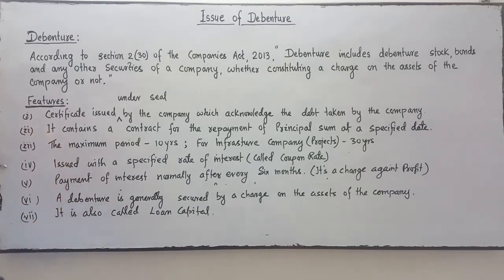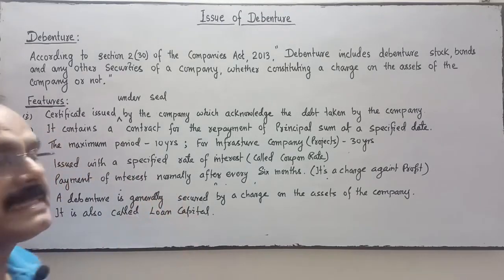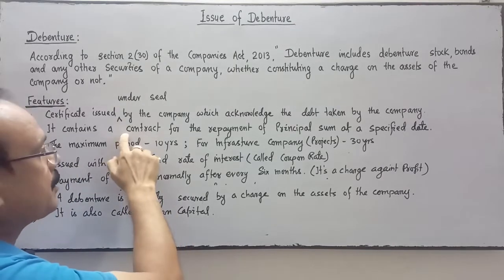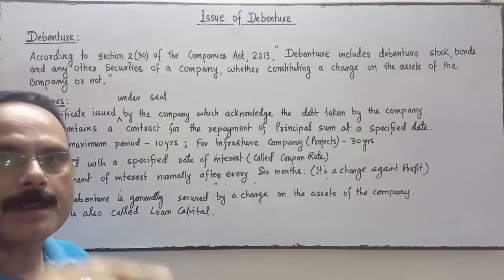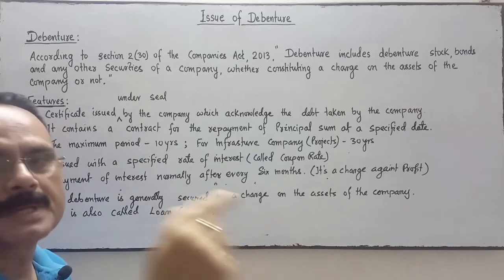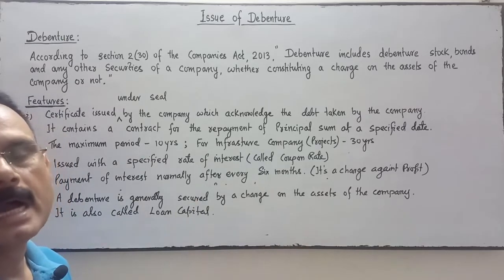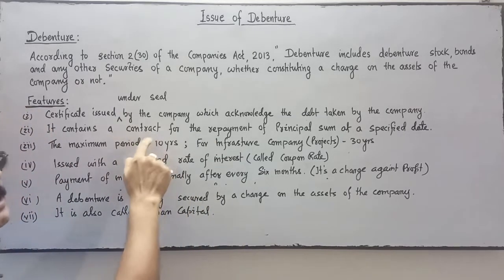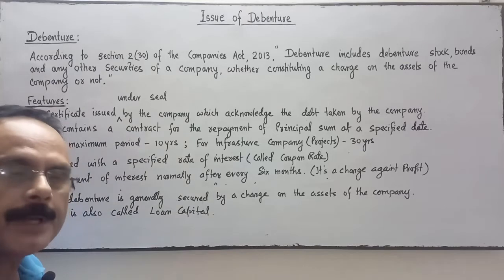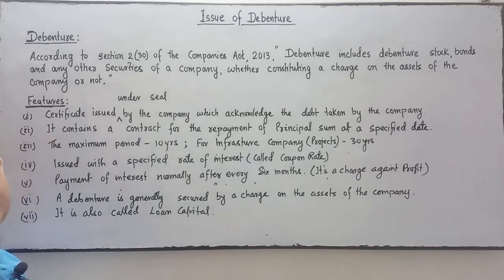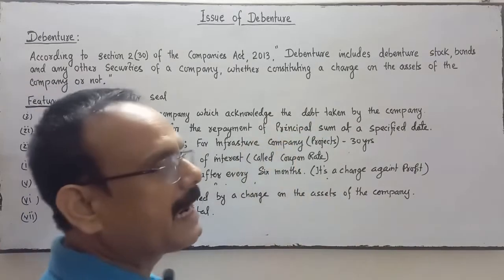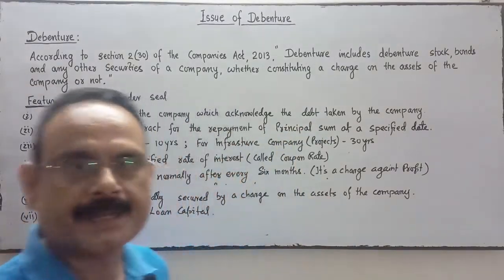Second, it contains a contract for the repayment of the principal amount, the principal sum, at a specified date. So it's a contract for the repayment of the debt capital, the debenture amount, at a specified date.